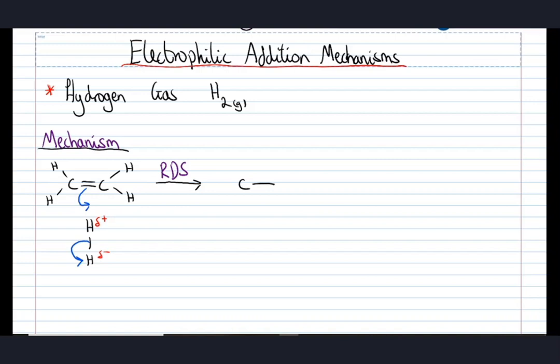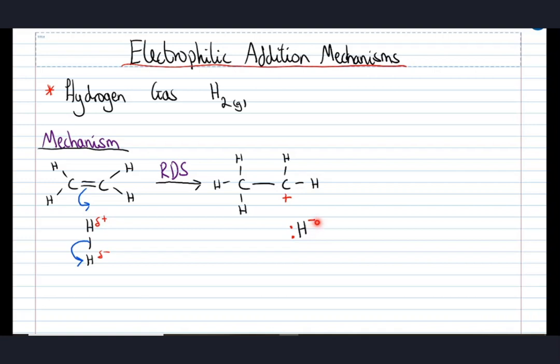And what we've formed essentially is what's called a carbocation. It's a molecule that has a positive carbon atom on it. So there's our positive carbon atom. Because it is electron deficient, this carbon atom is missing an electron. But what have we also got? We've now got a hydrogen ion with a lone pair of electrons and negative charge.